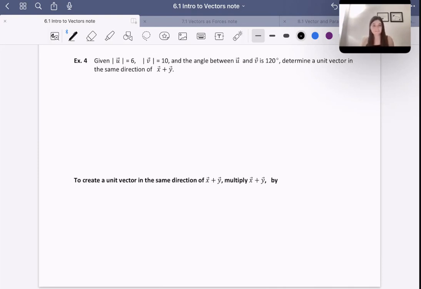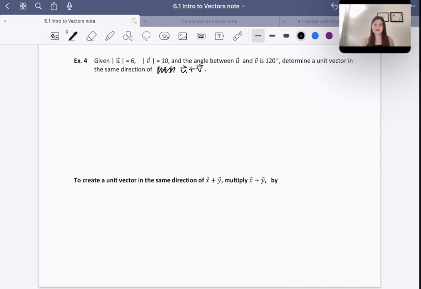Okay, x plus y. I assume, you know what? I think this is a typo. They never introduced x and y. I believe they meant u plus v, so I'm just going to change that. My apologies, I'm pretty sure. Otherwise, this wouldn't really be a possible question to answer, unfortunately. Okay, so let's do it.